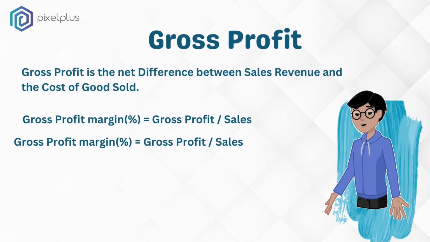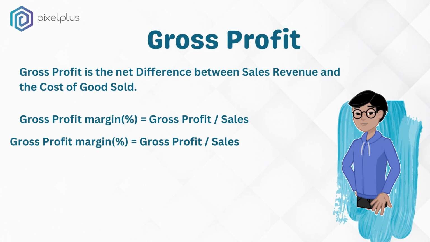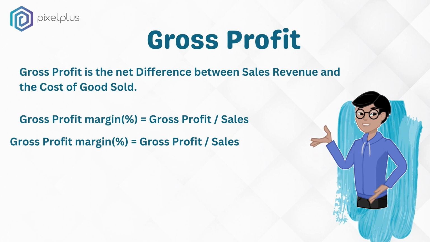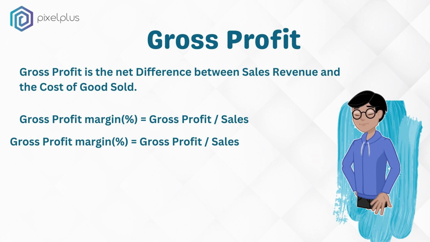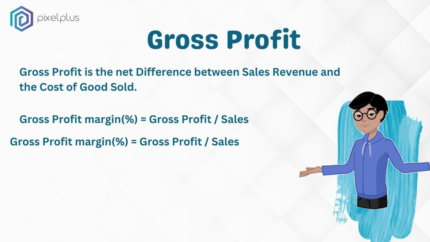The next thing is the gross profit. Now, what is the gross profit? Gross profit is the difference between sales revenue and the cost of goods sold. If you want to get the percentage, you can simply divide the gross profit by the sales. You will get the profit margin.